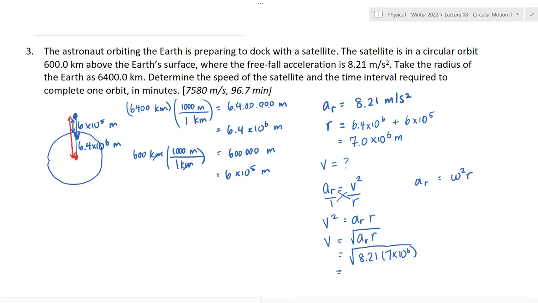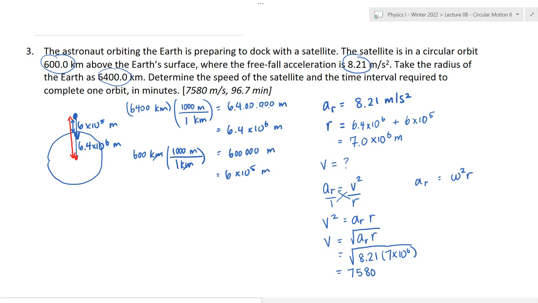8.21 times 7 times 10 to the 6, and I get 7580. Well, 7581, but then if I'm rounding to how many significant digits? So we have 3 over here, 4 over here, and 1, 2, 3, 4, 5 over here. So our answer should have 3 because it should be the fewest of all the numbers that are given.